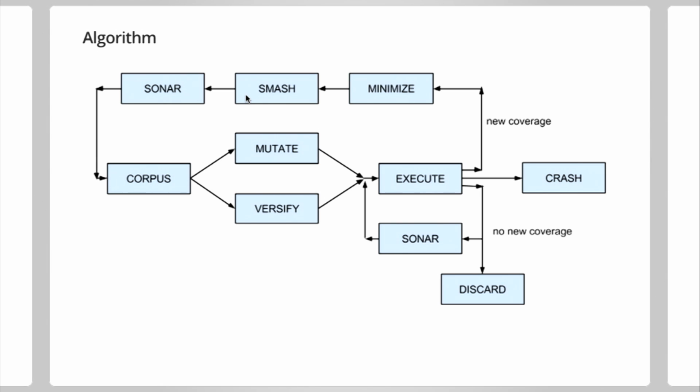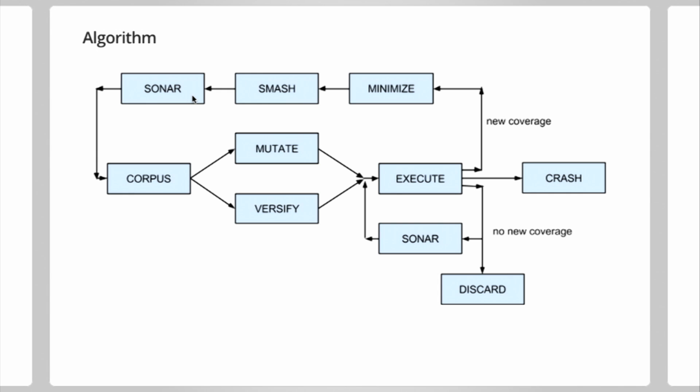During smashing, we try to flip every bit one by one, then flip every byte one by one, then replace every byte, 2 bytes and 4 bytes with a set of special values like 0 or -1. Then we try to trim the input after every byte and so on. Then we also pass it to Sonar.